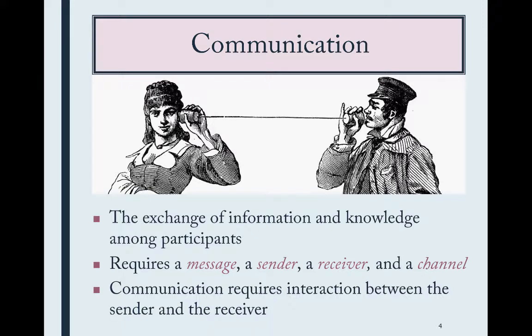So for communication to take place, there has to be at minimum two people because there has to be someone who sends a message and someone who receives a message. And so when we talk about disorders, the breakdown can be in sending and or it can be in receiving.